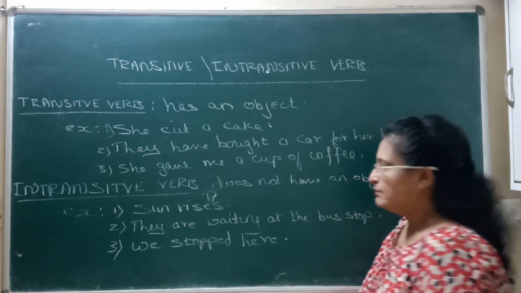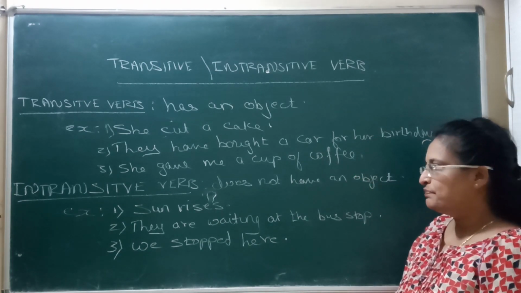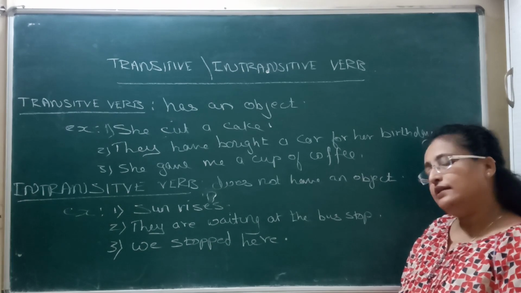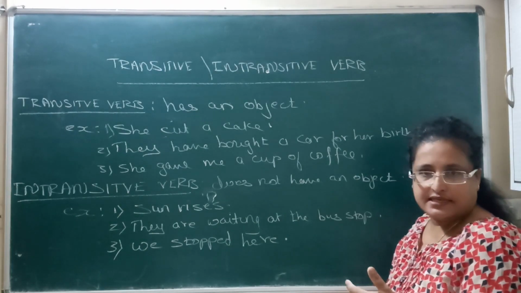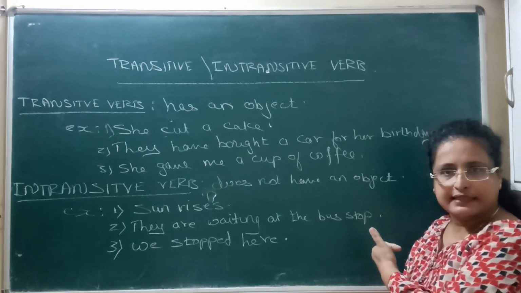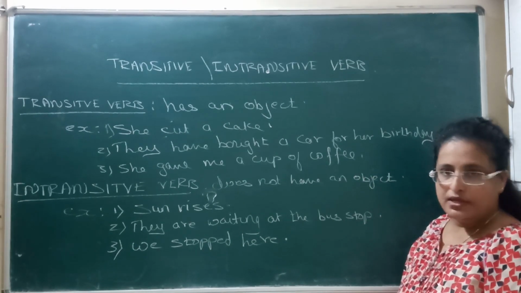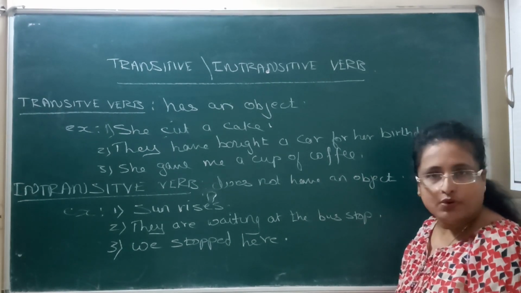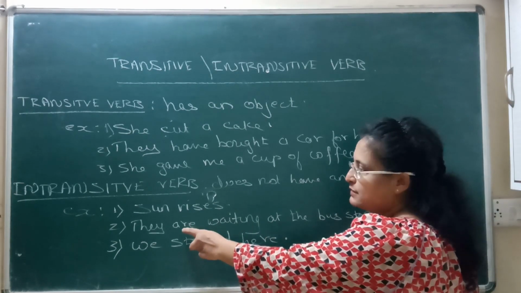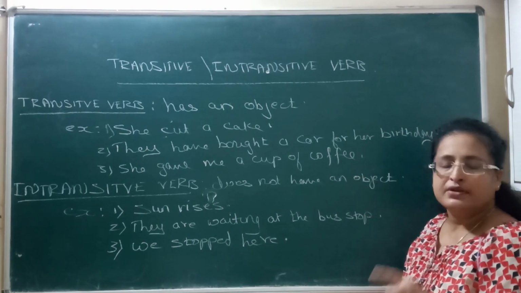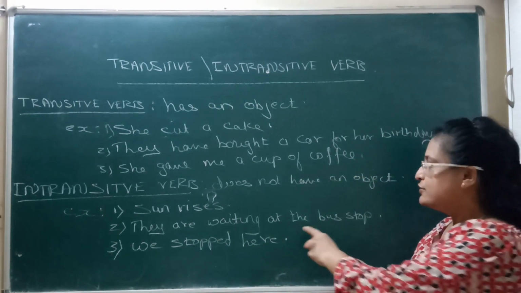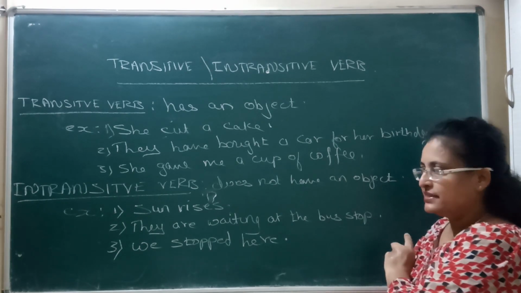See the second example. They are waiting at the bus stop. Now people may just get confused. At the bus stop है तो ये हो सकता है. No, you ask a question. They are waiting what? No. They are waiting for whom? No. So this particular verb doesn't have an object. So it is an intransitive verb.